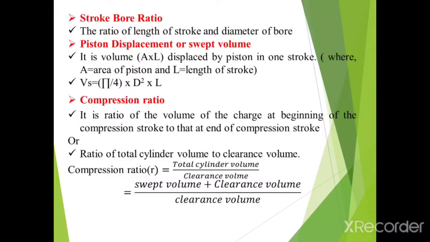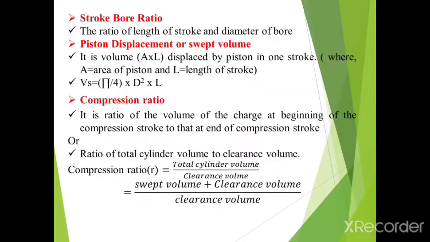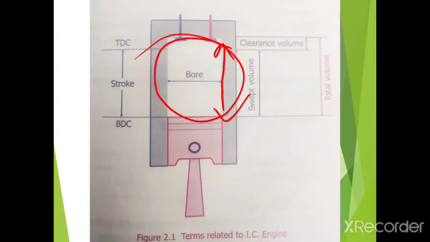Then next definition, piston displacement or swept volume. Piston displacement or swept volume is the volume displaced by the piston in one stroke. This is the volume of the cylinder which is displaced by the piston in one stroke. So this volume is called piston displacement or swept volume.